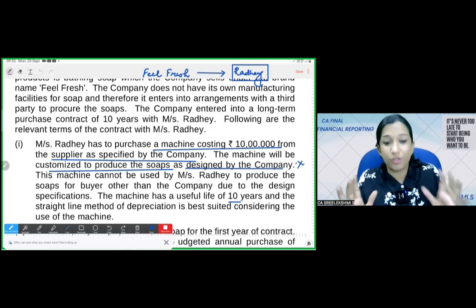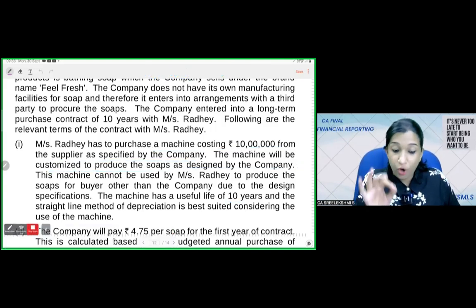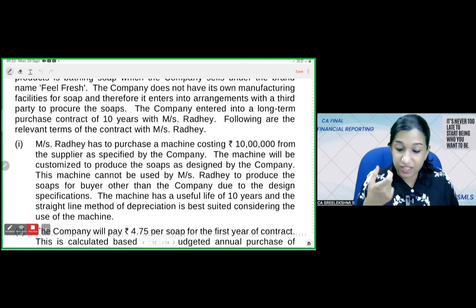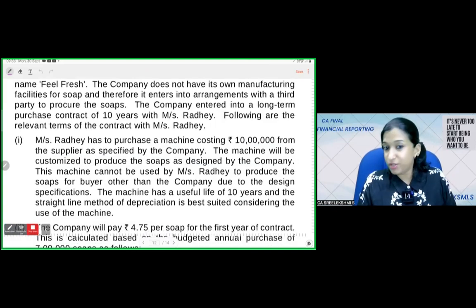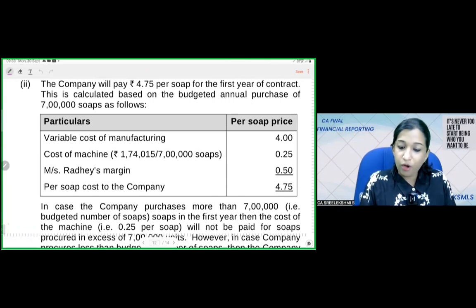The same thing we need to do. What same thing? I didn't understand. The company will pay 4.75 per SOP for the first year of contract. Okay, so this is not mentioned anywhere. This is a lease contract. You should pay 4.75 per SOP for the first year of contract.